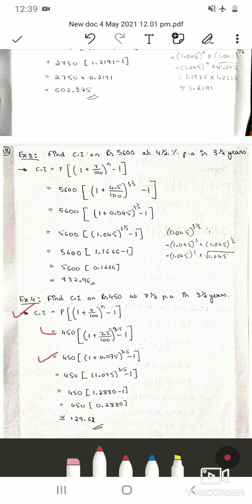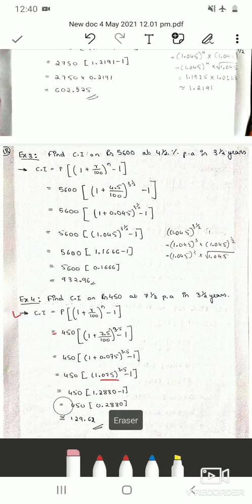So when you simplify, 7.5 divided by 100 is 0.075. Then add it to 1, and we will get 450 into 1.075 whole raised to 3.5, minus 1. When you simplify this, we'll get 450 into 1.2880 minus 1. So the compound interest will be approximately 129.62.